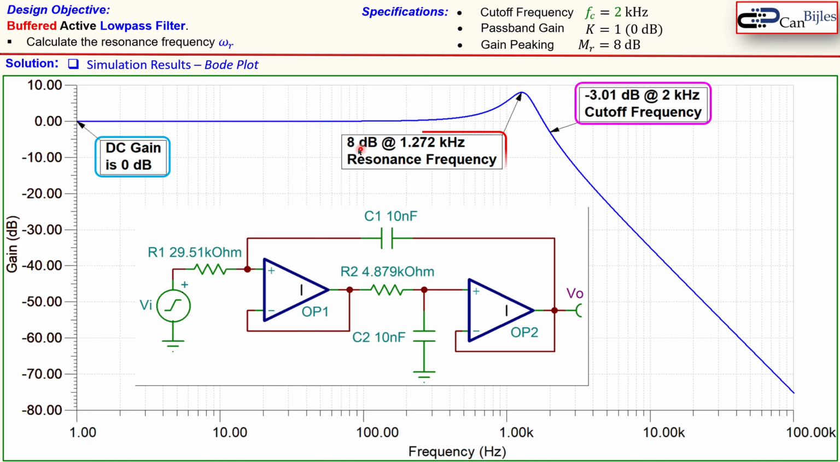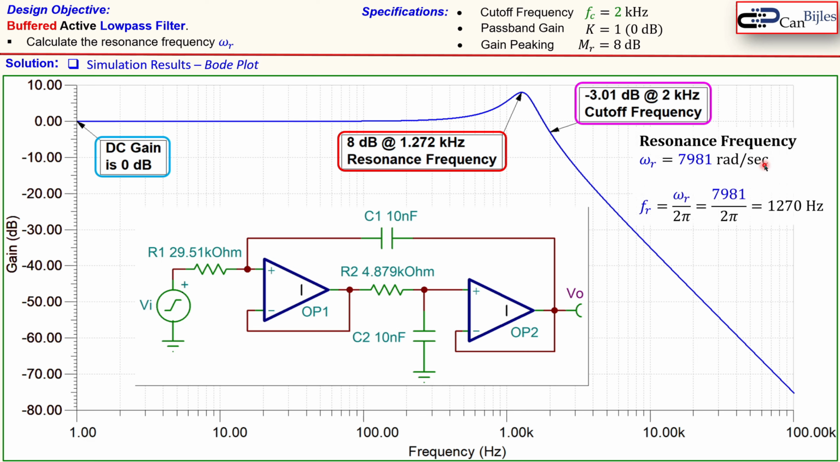And the gain here is 8 dB, so going up to 8 dB, which happens at 1.272 kHz, which is the resonance frequency. Now we have calculated our resonance frequency, which was 7,981 radians per second, converted that to hertz, which will give you 1270 hertz, which is 1.27 kilohertz, which is off by 2 hertz here, which is really due to rounding off errors. So this is actually as we have it also in the simulations. So we can say we have verified our calculations and also met the design specifications for this example.